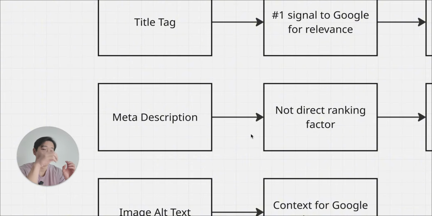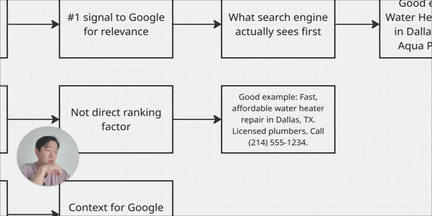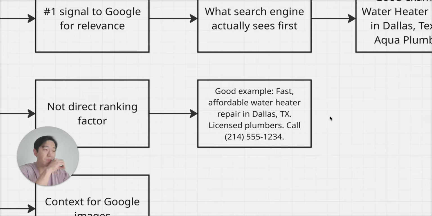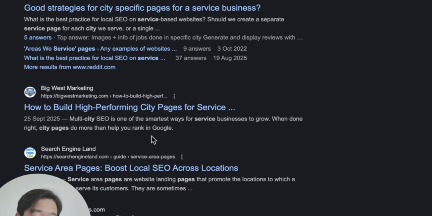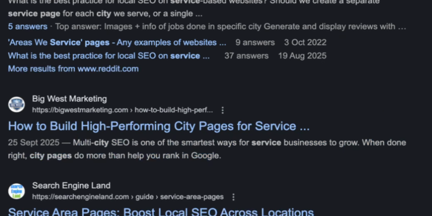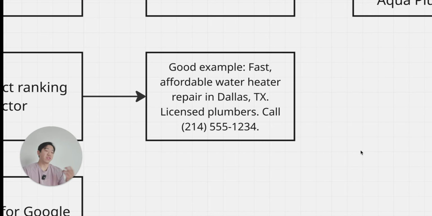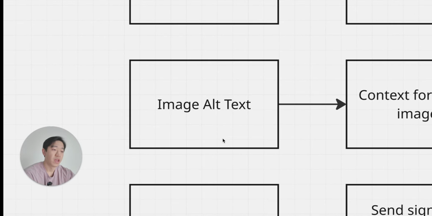Next is the meta description. This is not a direct ranking factor on Google, but it is the thing that appears whenever people search. They have the H1 tag, and essentially that is here, right? This is the meta description. A good example of this would be: fast, affordable water heater repair in Dallas, Texas. Licensed plumber, call XYZ.